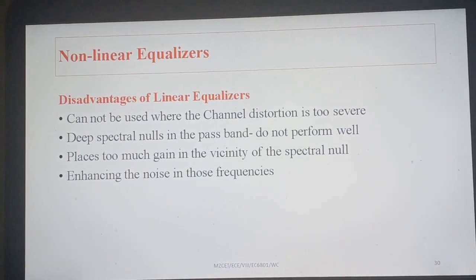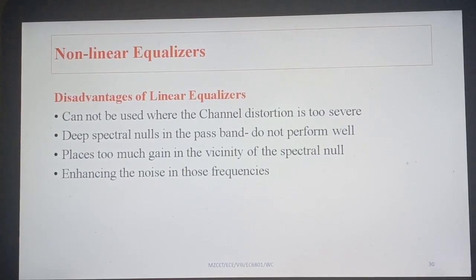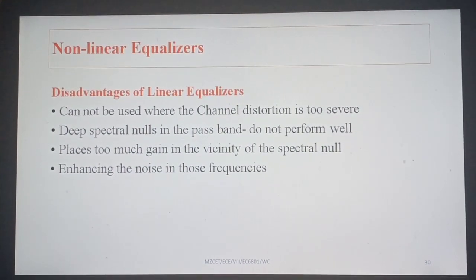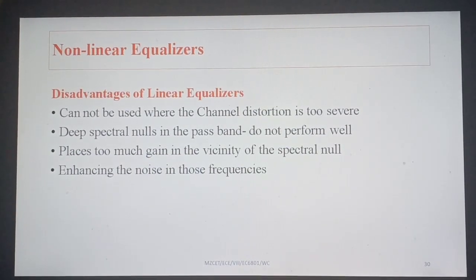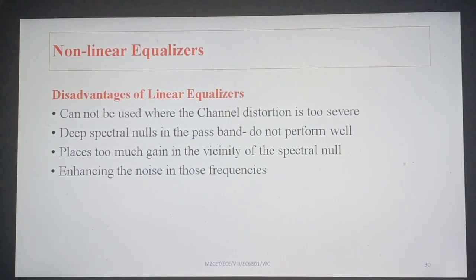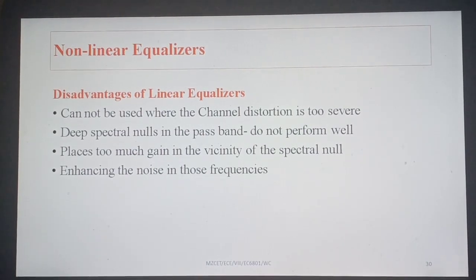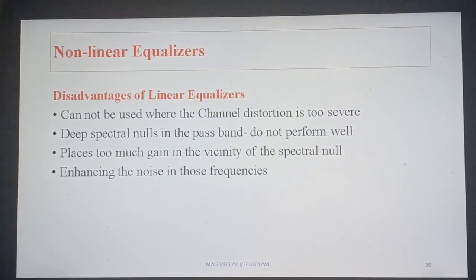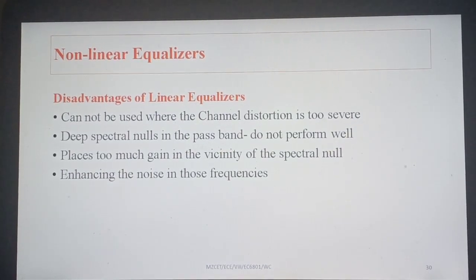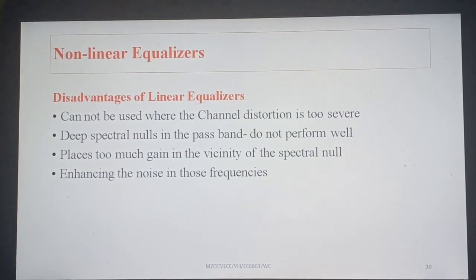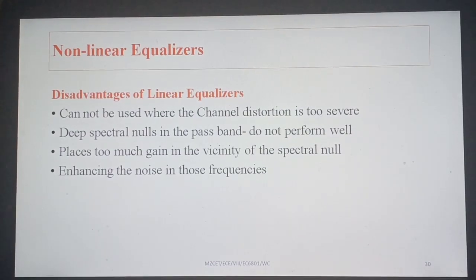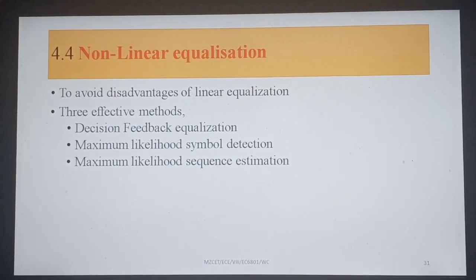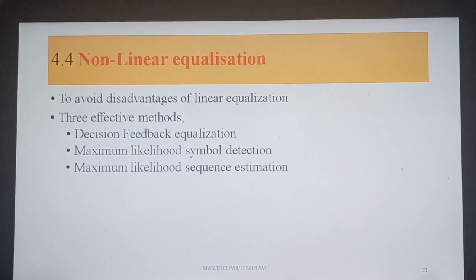When the distortion is more in the spectrum of the passband, these linear equalizers do not perform well. To compensate for the distortion, the linear equalizers place too much gain in the frequency range of the distortion. So the linear equalizers not only enhance the original signal but also enhance the noise in the same spectrum. To avoid the disadvantages of the linear equalizers, the nonlinear equalizers are used.